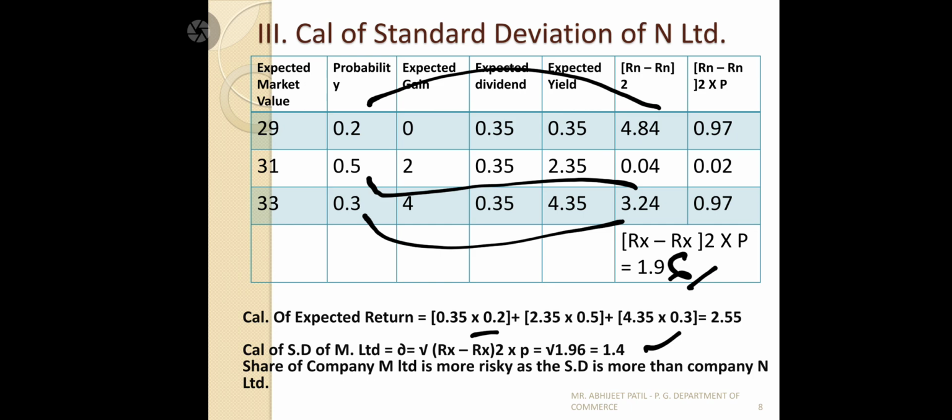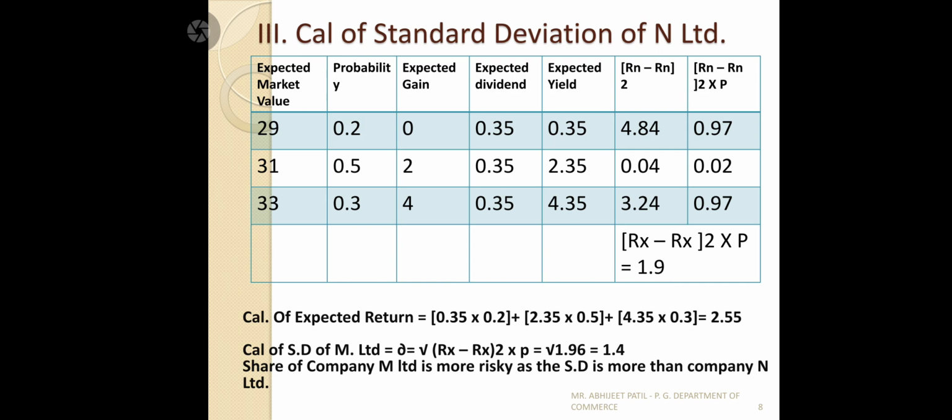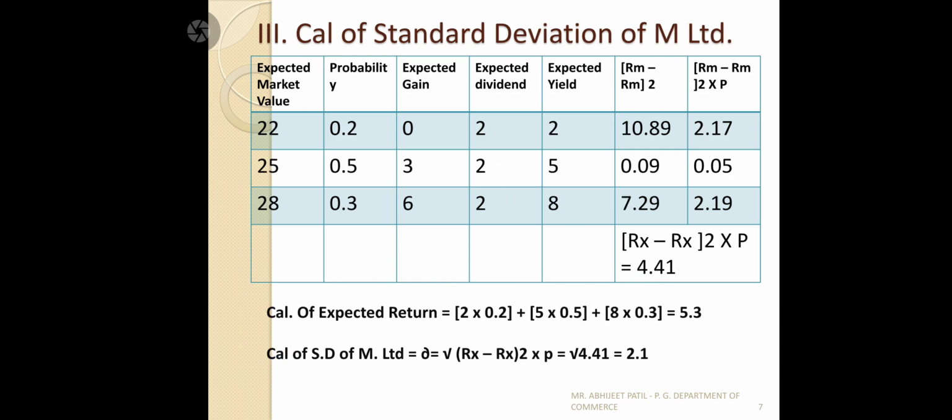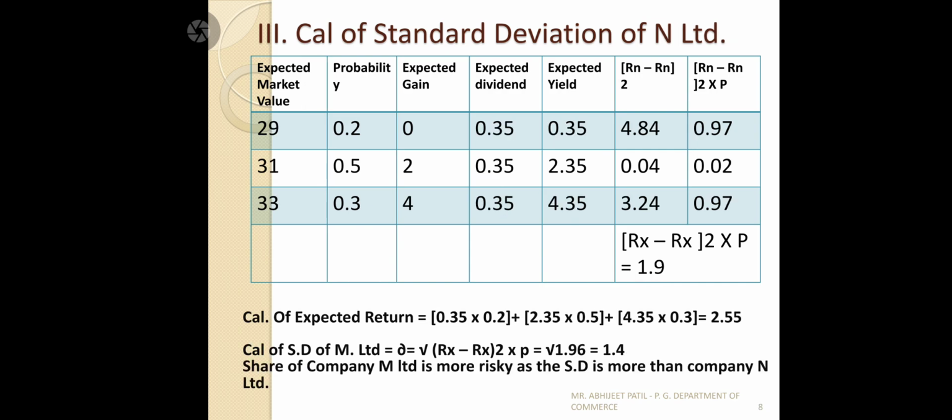Now the last question they ask is which company is more risky. M Limited has a standard deviation of 2.1 and N has 1.4. So you should write the note: the share of company M Limited is more risky as its standard deviation is more than company N. Ultimately they ask which company is risky, so for risk you should find the standard deviations.